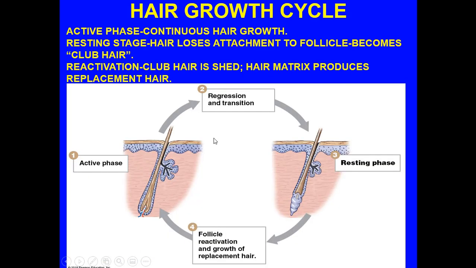How about hair growth? Well, it's interesting. We have this cycle that occurs. The active phase, you have continuous hair growth. Okay? And then you have sort of this resting stage where the hair loses its attachment to the follicle and it becomes what they call club hair. You get the regression and the transition. You get a resting stage. Notice that the hair shaft gets detached, and then you have the follicle reactivation and growth of replacement hair. Okay? Once you shed the club hair, the hair matrix produces replacement hair.